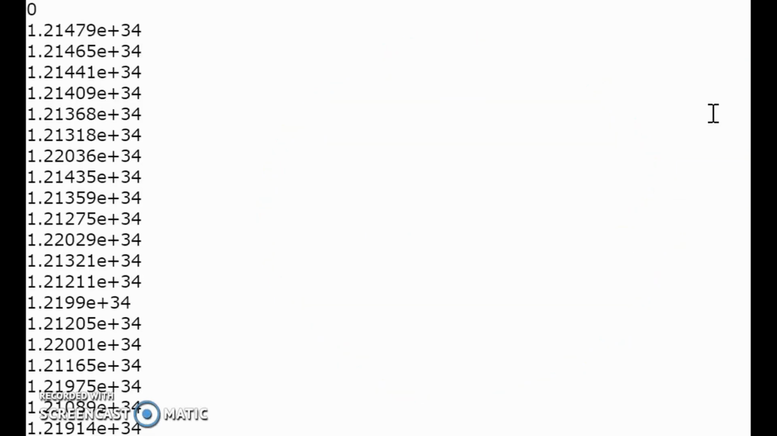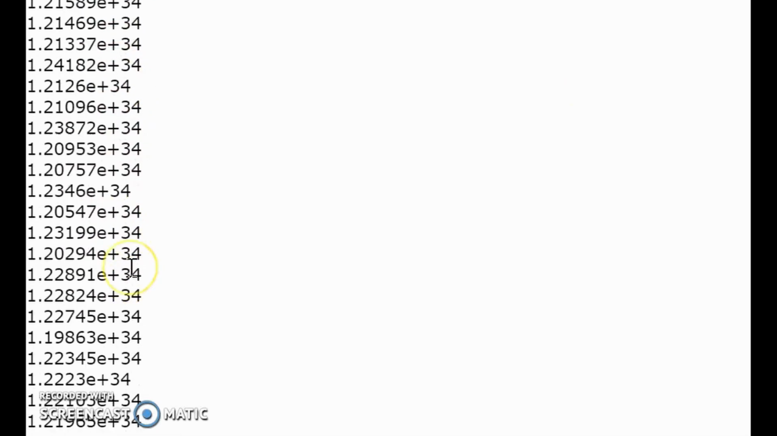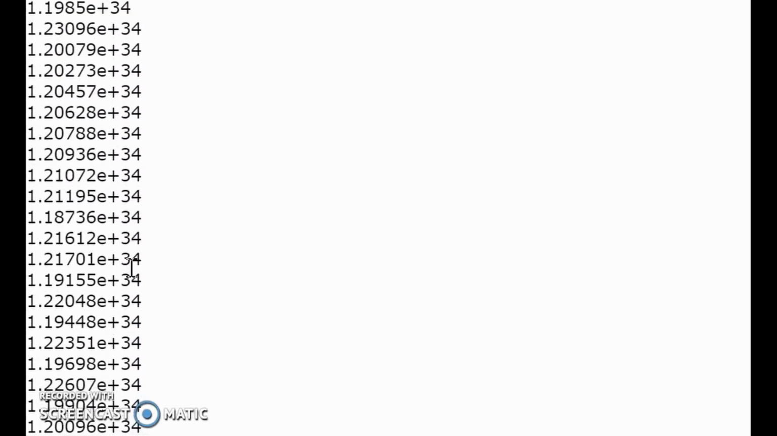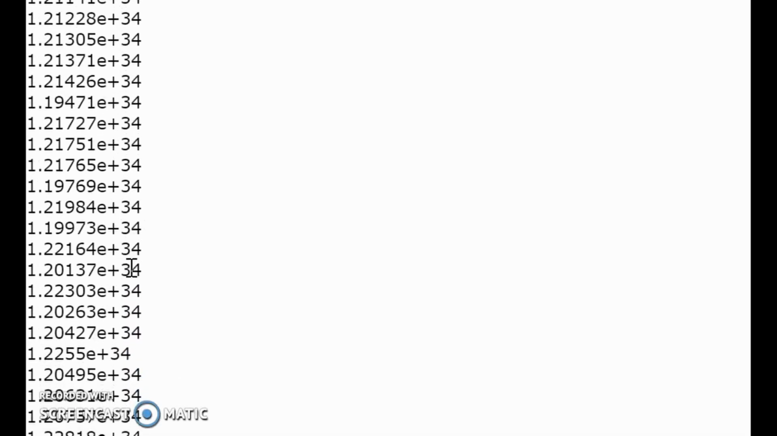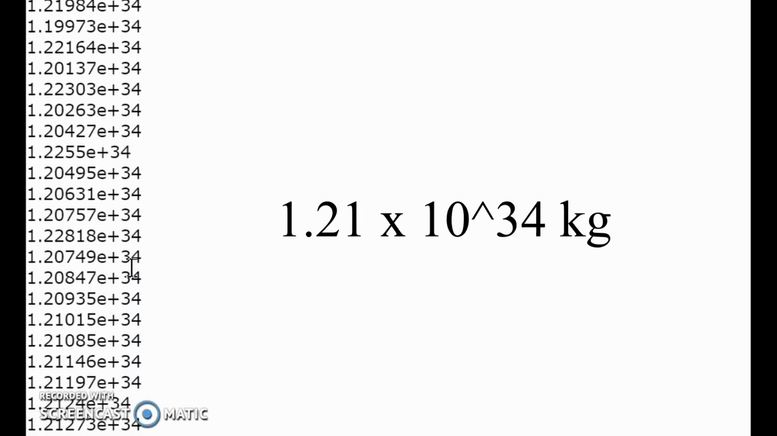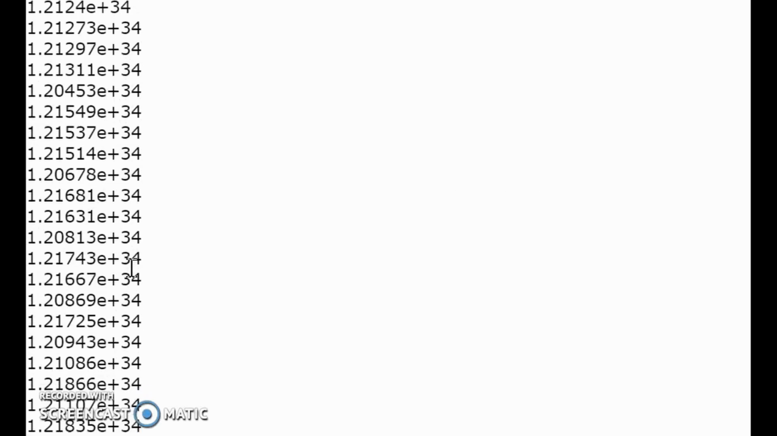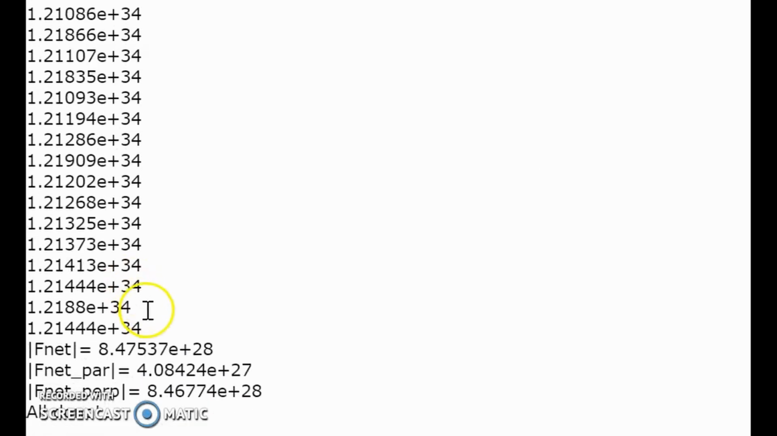Looking at the data, the first data to appear was a stream of values estimating the mass of the black hole at each time step. I averaged the values together to create a rough estimate of the mass, which was 1.21 times 10 to the 34th. After all these lines and lines of mass estimations, the magnitude of the forces appear. You can see the total net force, the parallel net force, and the perpendicular net force.